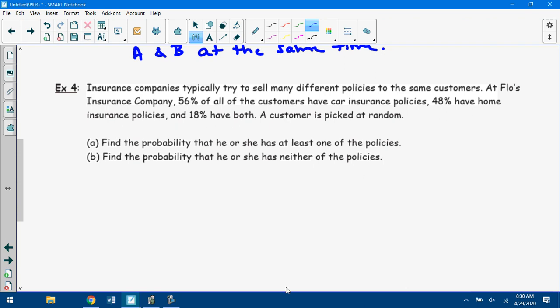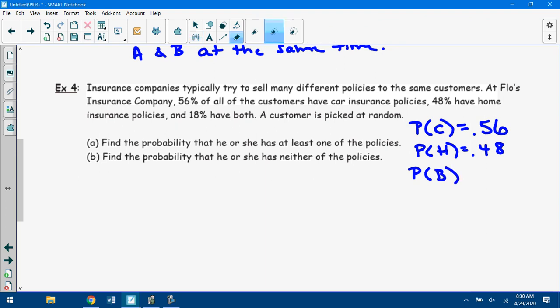Now, I could make a table, but what I would suggest you start doing from here is, a table is nice, but it's a little clunky. It takes a little bit to do. I would start by listing out what you do have, what probabilities you know. 56% have car insurance, so the probability of car insurance is 0.56. 48% have home insurance, so the probability of home insurance is 0.48. 18% have both. So don't write probability of both. That messes people up. Write it in terms of the events that you have. Both means car and home. So that's 0.18.